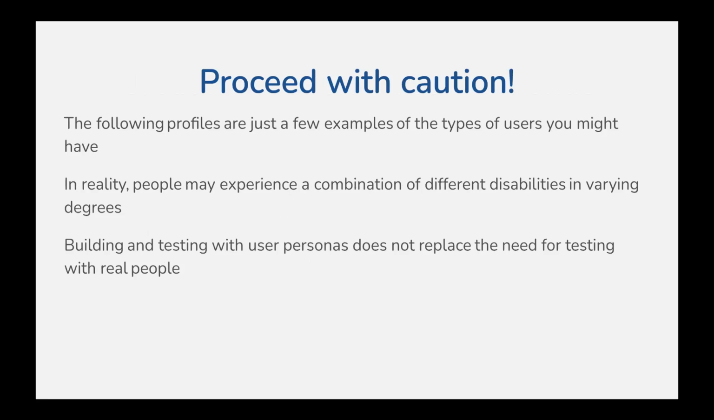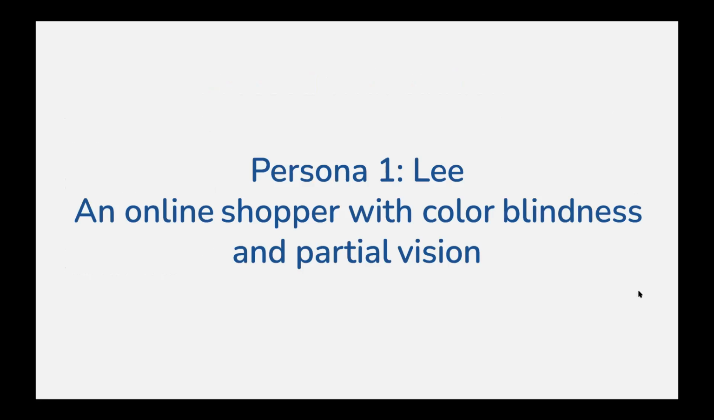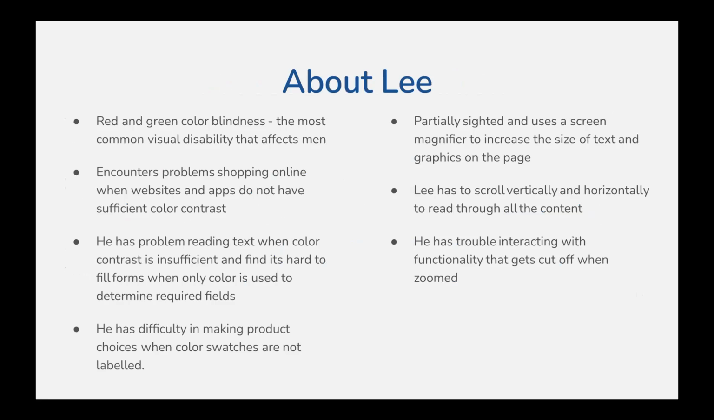So one important thing to note is everything that's going to follow is an example of the users you might have. And in reality, people might have a combination of different disabilities and in varying degrees. And building and testing with these does not replace the need for testing with real people. All right, so the first example I have is of Lee, who is an online shopper with color blindness, and they have partial vision. So let's take a look at a little bit about what they have.